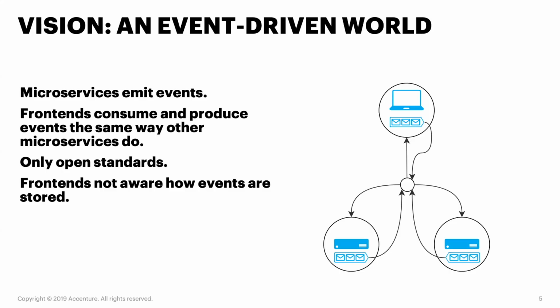This should, of course, only rely on open standards. And to keep true to loose coupling, frontend should not be aware of how events are stored on the backend. This means that if we're using Kafka partitions on the backend, for example, the frontend should neither care about Kafka, nor should it know anything about the partitioning scheme used for those topics.